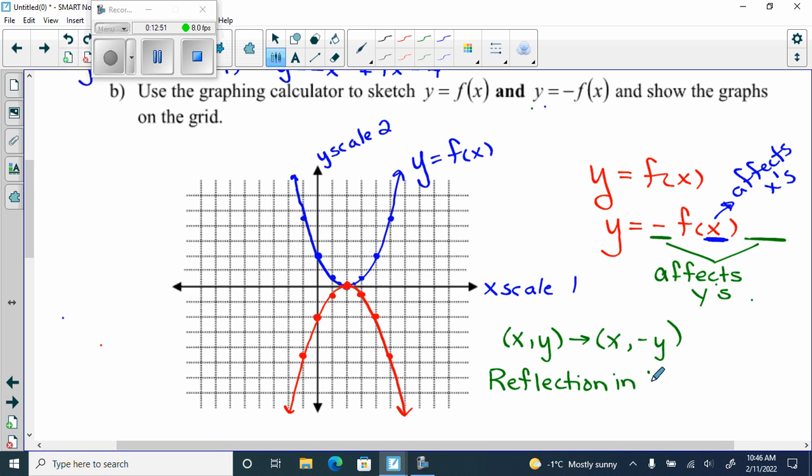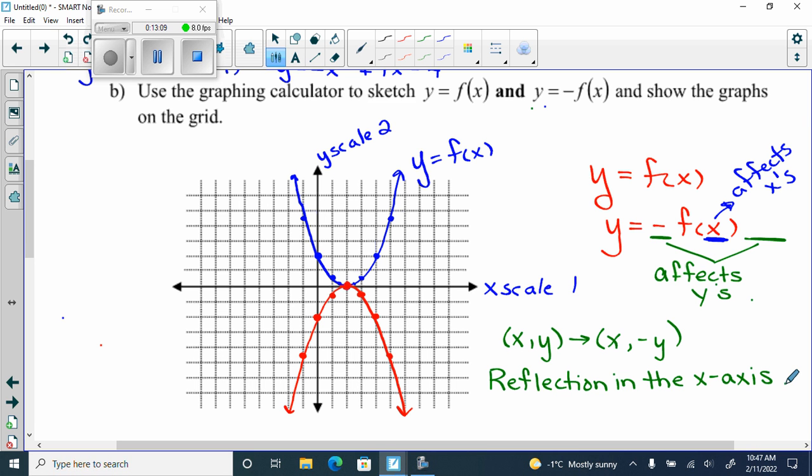And you said it's a reflection in the x-axis. And why is it a reflection in the x-axis? Because when your y's negate, the positives become negatives, and the negatives become positive, and what axis am I flipping around here? My x, right? I'm doing this, not this.